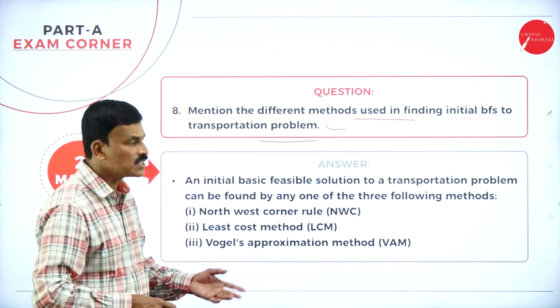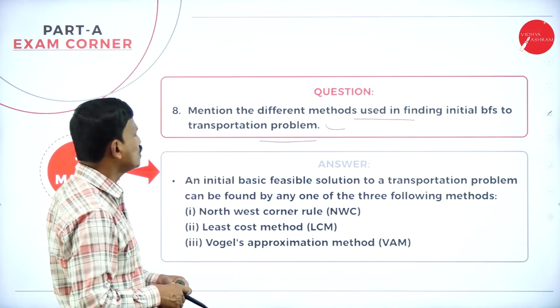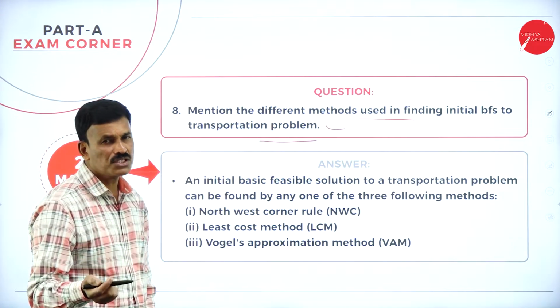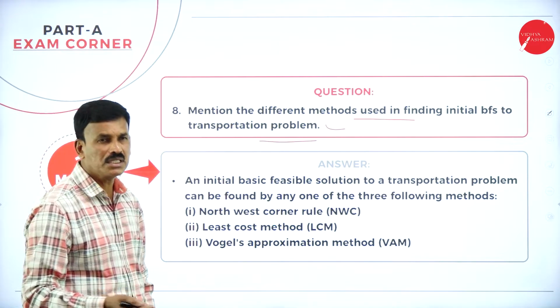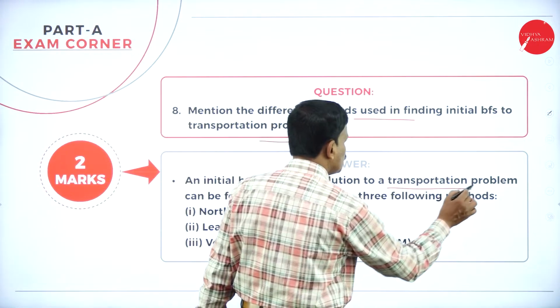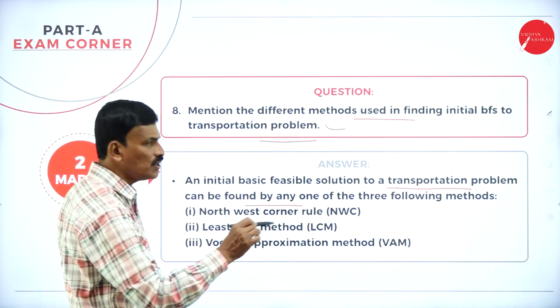What are the different methods of finding the initial basic feasible solution of a transportation problem? You might have studied the northwest corner method, least cost method, and Vogel's approximation method. That's it. So an initial basic feasible solution of a transportation problem can be determined by the following 3 methods.